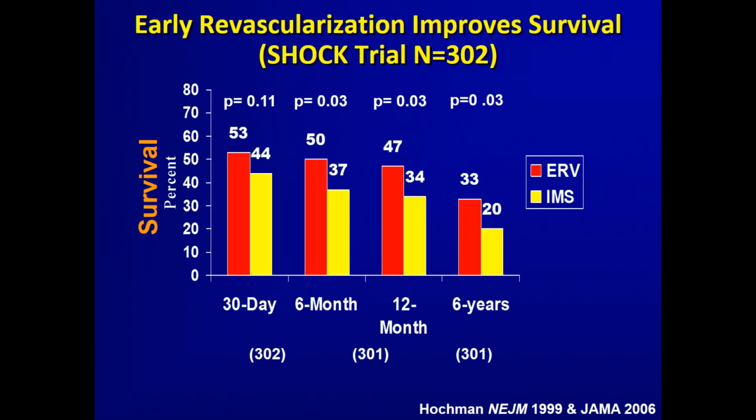We saw these results. At 30 days, which was the primary endpoint for the trial, there was no statistical difference between the revascularization and the medical stabilization groups. But at nearly every other time point that was examined, 6 months, a year, and even at the long-term follow-up, the medically stabilized patients had worse outcomes than those who were revascularized early.